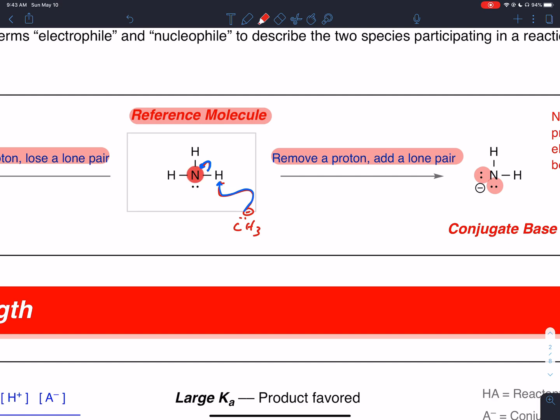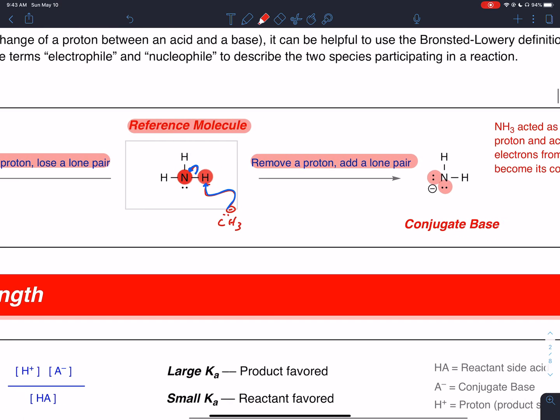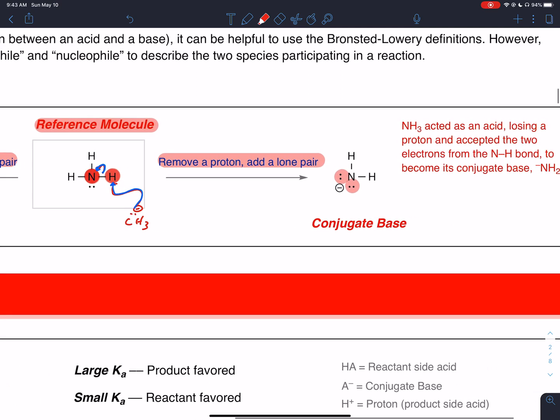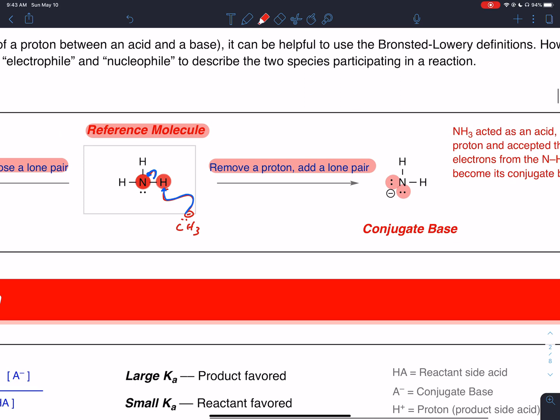Here's the acidic proton, here's the acidic atom, and it gains that lone pair. So we have removed a proton and we've added a lone pair to the nitrogen to form its conjugate base. NH3 acted as an acid, donating a proton to CH3- to form its conjugate base.